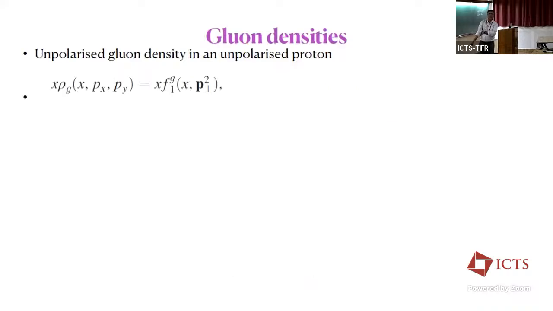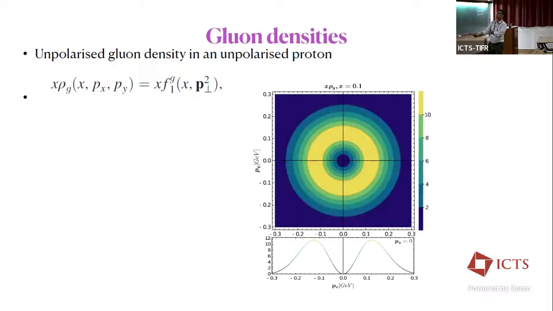Now from these TMDs, we can see the gluon densities. For example, the unpolarized gluon density in an unpolarized proton is given by the unpolarized TMD. This is the picture of this distribution. You can see that this is a cylindrically symmetric distribution about x. That is expected because both are unpolarized, so this distribution is completely symmetric.